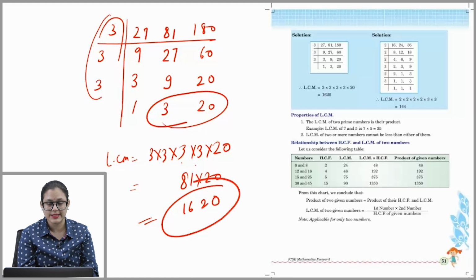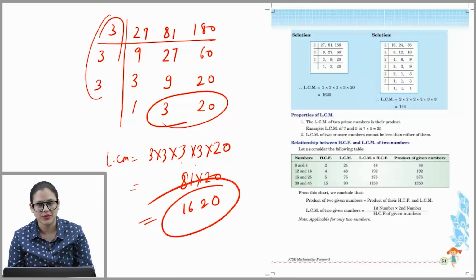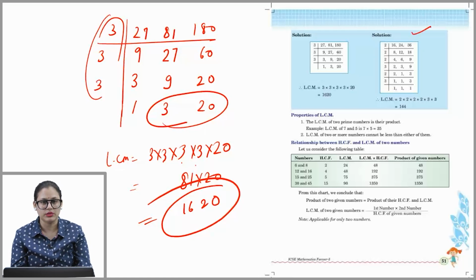So 1620 is the LCM. Okay. Similarly, you will do this example also.